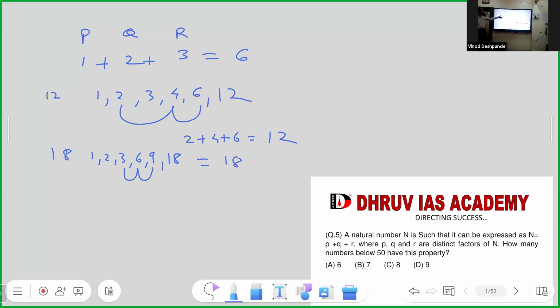So by this logic, all the multiples of 6 work. So 6, 12, 18, like this, if you go up to 50, there will be 8 such natural numbers: 6, 12, 18, 24, 30, 36, 42 and 48. For these 8 numbers, three of their factors will add up to the given number. So here the answer will be option C. So that is the first question. Now let us move to the second question.